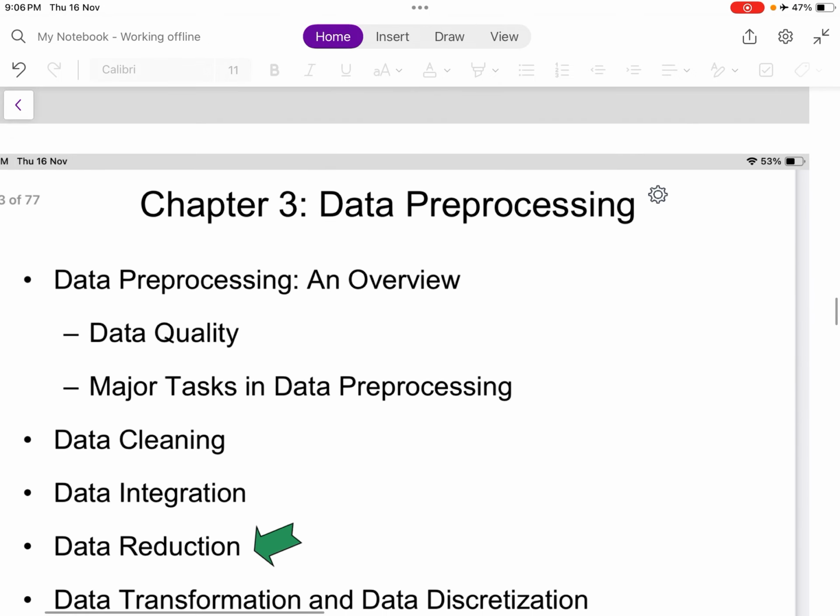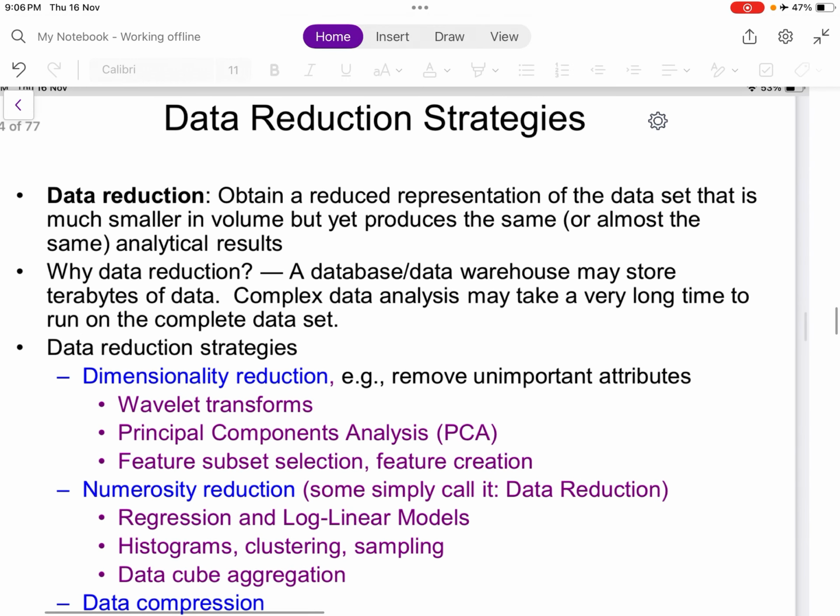So next is data reduction. Data reduction strategies: obtain a reduced representation of the data set that is much smaller in volume but yet produces the same or almost the same analytical results. Why data reduction? A database or a data warehouse may store terabytes of data. Complex data analysis may take a very long time to run on a complete data set.